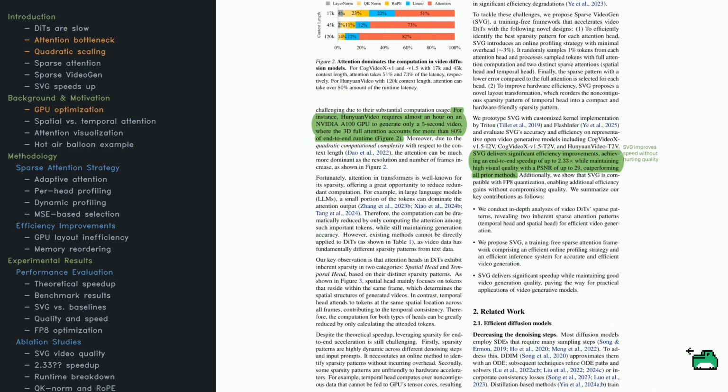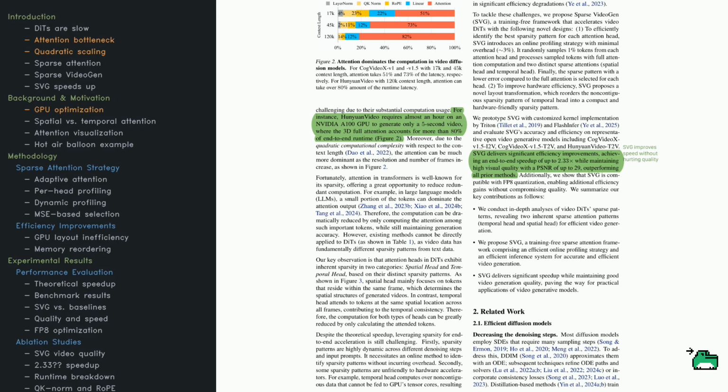So why is attention such a bottleneck? Let's break it down. In video diffusion models, the longer the video and the higher the resolution, the more dominant attention becomes. Take a 5-second video generated by Haocheng Video on an NVIDIA A100 GPU. It takes almost an hour, and 3D full attention alone consumes over 80% of that time.